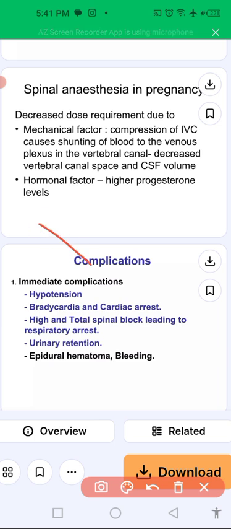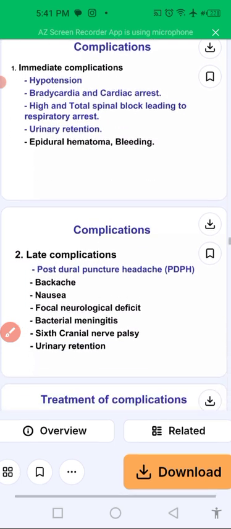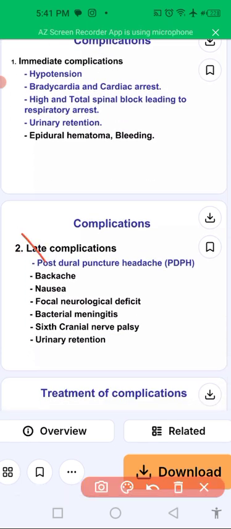Complications can be hypotension, bradycardia, and cardiac arrest due to sympathetic block. High or total spinal block leading to respiratory arrest, urinary retention, and epidural hematoma or bleeding can happen. Late complications are post-dural puncture headache, backache, nausea, focal neurological deficit, bacterial meningitis, sixth cranial nerve palsy, and urinary retention as well.